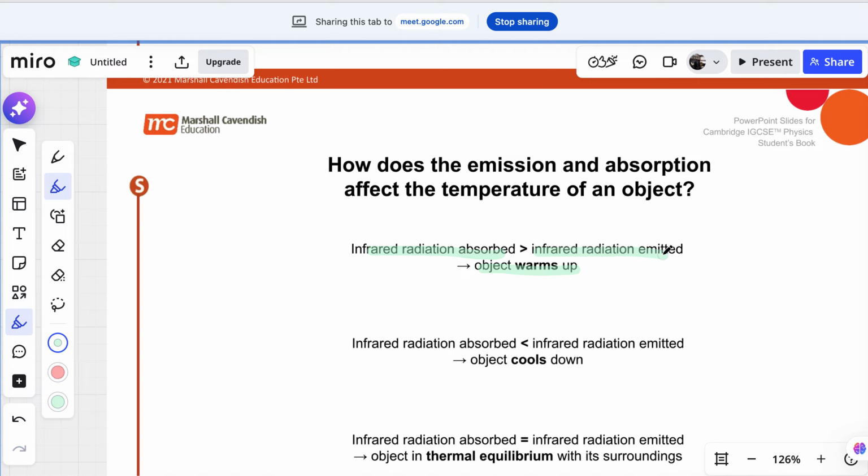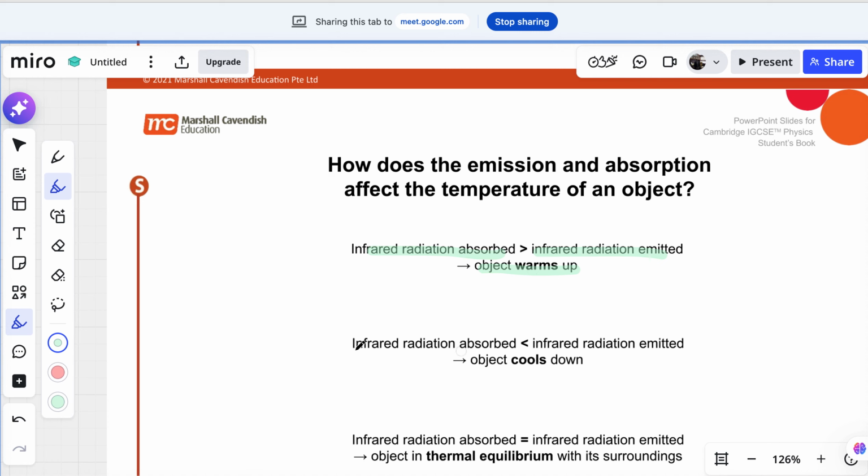What you emit: all objects absorb and they emit. So when what you are absorbing is bigger than what you are emitting, the object warms up because you have greater thermal energy. What you are taking in is bigger than what you are giving out, so there will be a positive increase in temperature. There is higher temperature as a result of that.